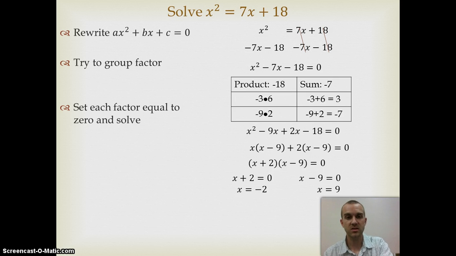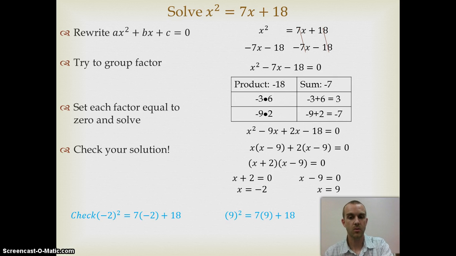Now I do want to check my solutions again. So I plug in negative 2 in the one, and I'm going to plug 9 in the other one. Negative 2 squared is 4, negative 14. So 4 equals negative 14 plus 8. That's going to give me 4 equals 4. And if I look at 9 squared is 81. 7 times 9 is 63. 63 plus 18, 81. So both of them make true statements, so both are solutions for this quadratic equation.